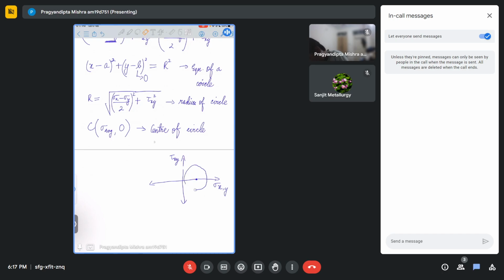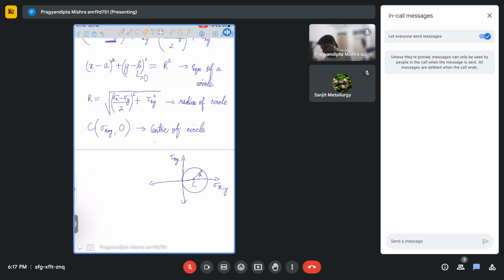Okay, this does not look like a circle, but maybe I can use a tool to make it look like a circle. Let's say this is the center. This is your C, and this is your R.